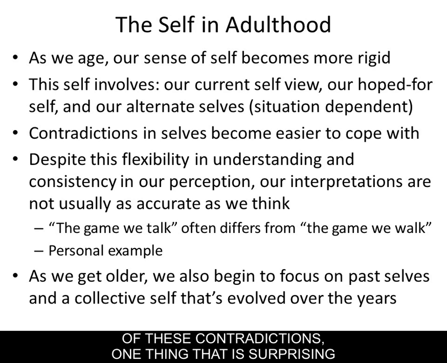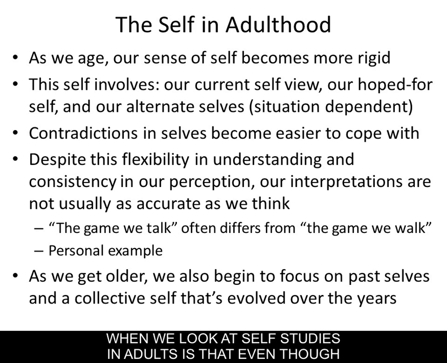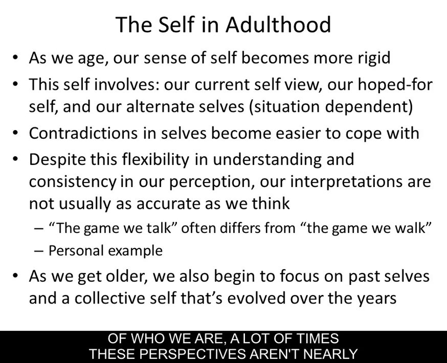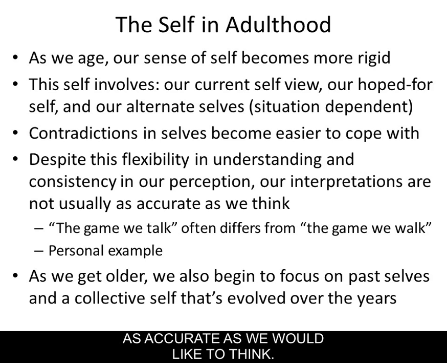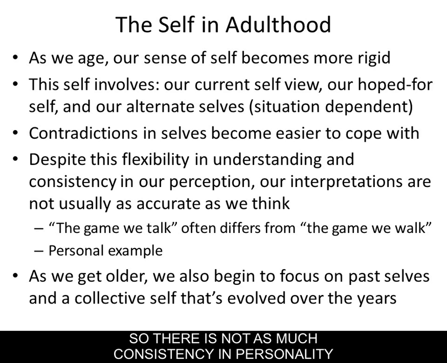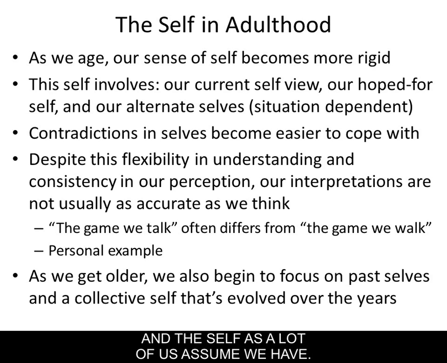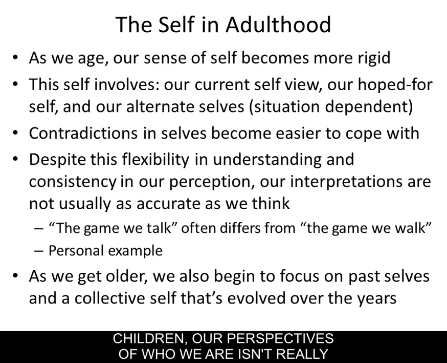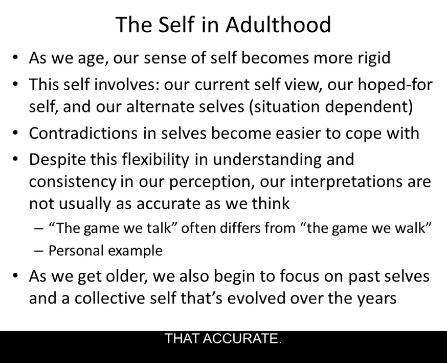But despite the fact that we have these alternate selves, and despite the fact that we're more accepting of these contradictions, one thing that's surprising when we look at self-studies in adults is that even though we've got all these different perspectives of who we are, a lot of times these perspectives aren't nearly as accurate as we'd like to think. So there's not as much consistency in personality and the self as a lot of us assume we have. And a lot of times, just as when we look at young children, our perspectives of who we are isn't really that accurate.